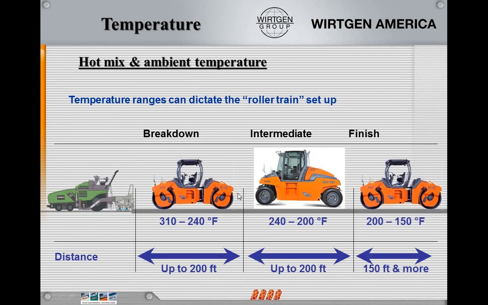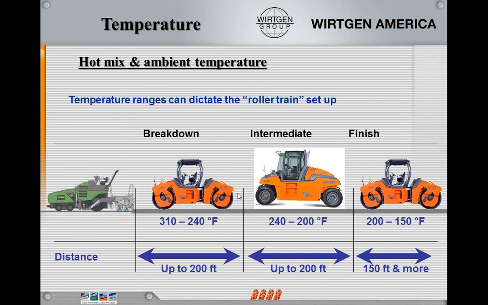So when we look at temperature ranges, and this is just in general for general mixes, normally a breakdown roller works anywhere from 310 to 240. And then less than 240, we still have the opportunity for the intermediate roller to try to gain some compaction. We also look at the lengths of the roller patterns. I set up around 200 feet.